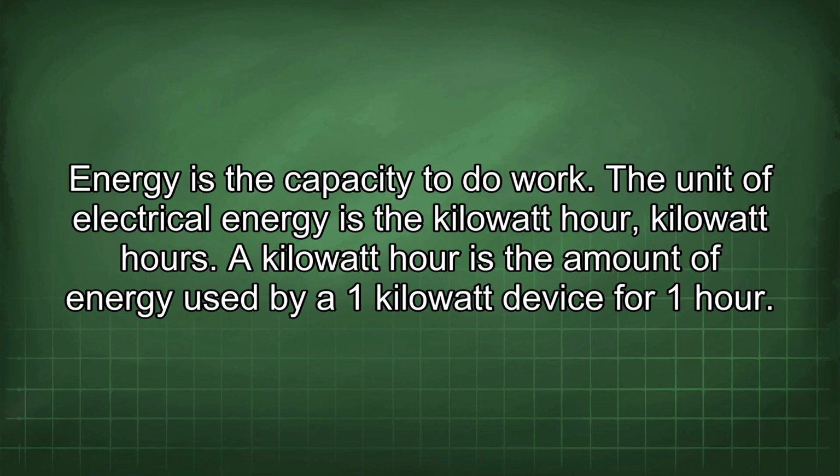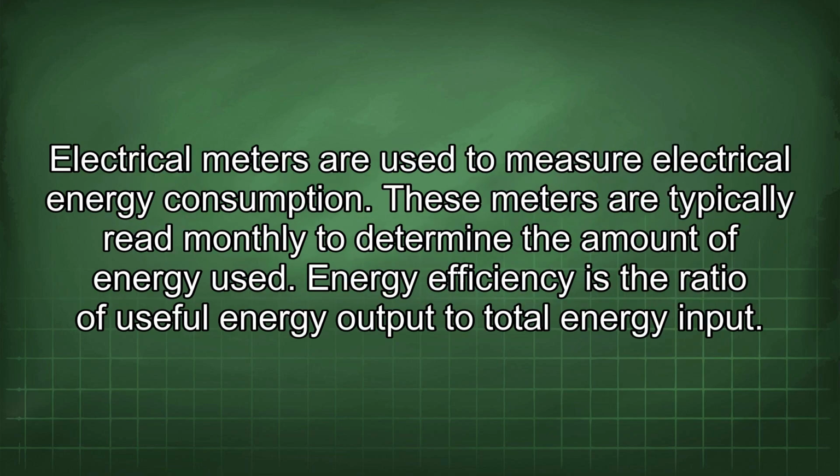Energy is the capacity to do work. The unit of electrical energy is the kilowatt-hour. A kilowatt-hour is the amount of energy used by a 1 kilowatt device for 1 hour. Electrical meters are used to measure electrical energy consumption. These meters are typically read monthly to determine the amount of energy used.